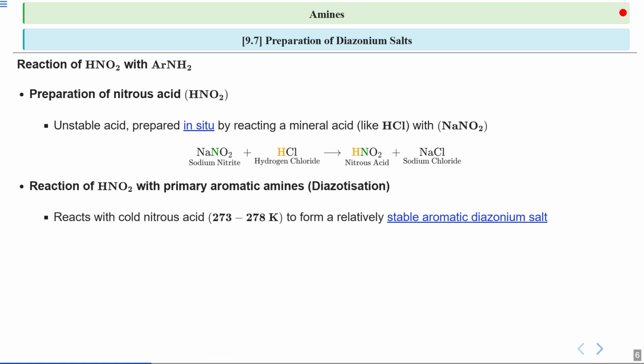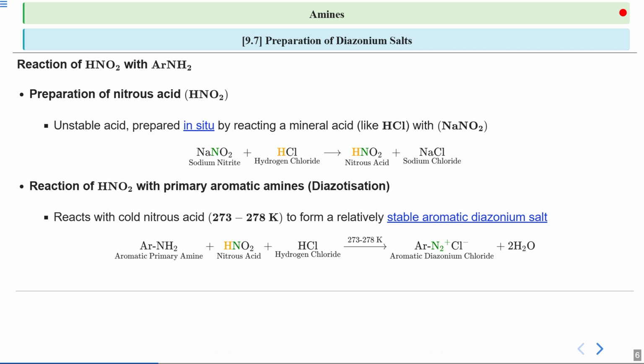Now, during diazotization, the aromatic amines react with cold nitrous acid to form a stable aromatic diazonium salt. These salts are very useful in organic synthesis, especially for making dyes. Remember, you have to keep the temperature low, okay? Or the diazonium salts can decompose. So look at the reaction.